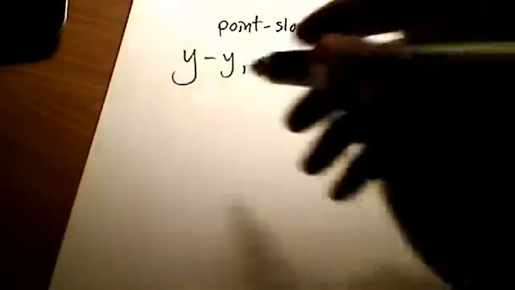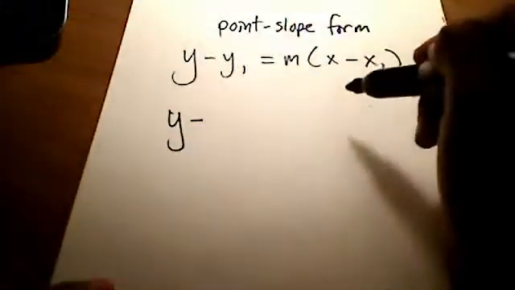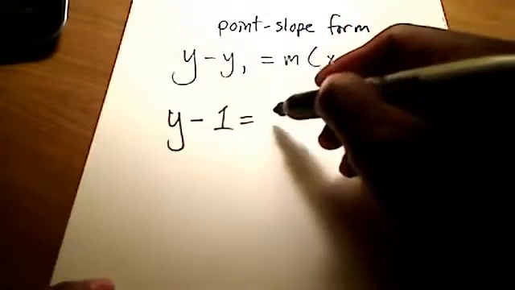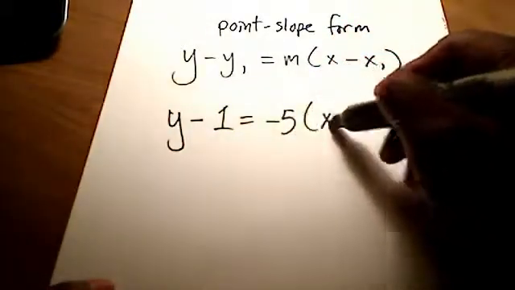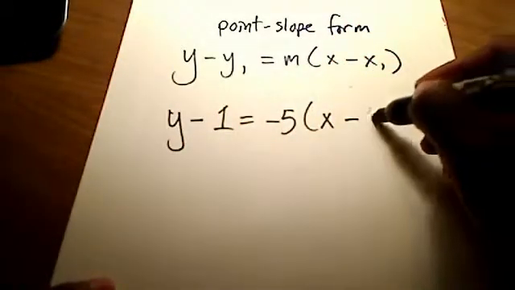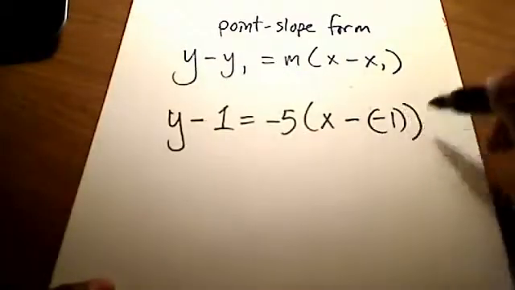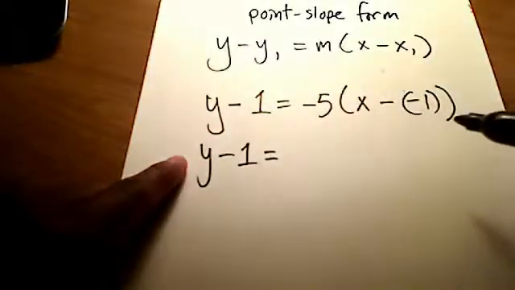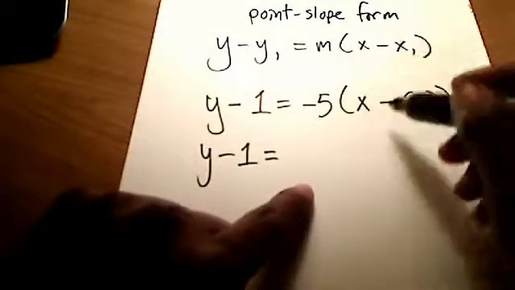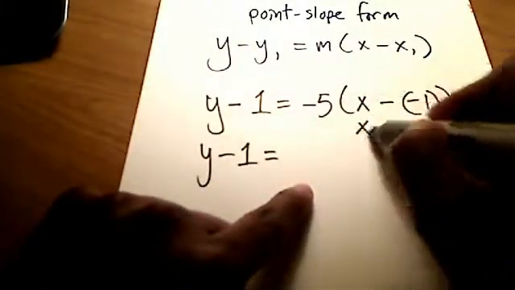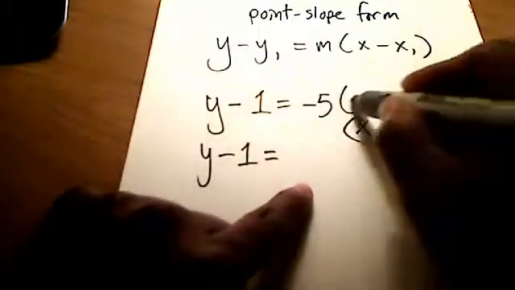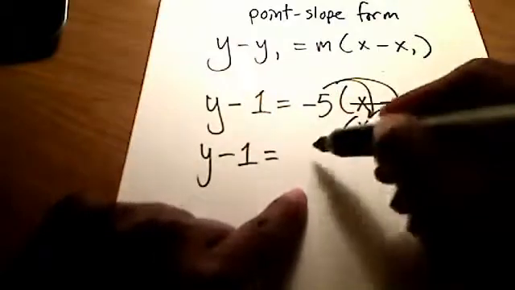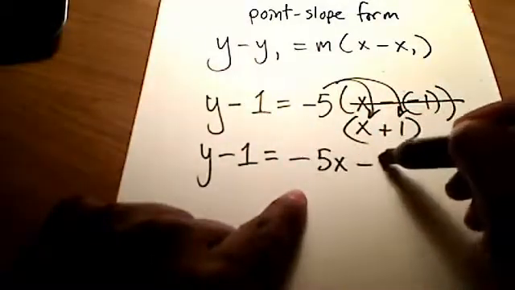Alright, so let's substitute all that in. I've got y minus, the y value was a 1, the slope was a -5, times x minus my x value, which was a -1. And I'm going to clean all this up a little bit more here. I'm just going to leave this as y minus 1 on the left side. This right here, minus the negative, is really x plus 1. And distributing the -5 to both of these gives me a -5x minus 5.